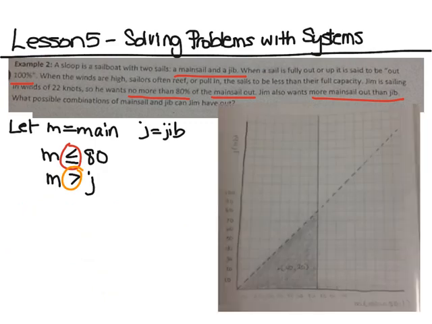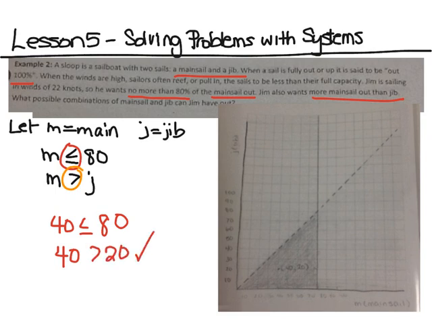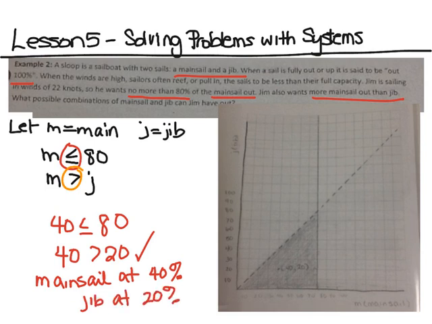So we want to choose a point that would work. So I chose the point 40, 20. So 40 is less than or equal to 80, that's correct, and 40 is greater than 20, that's correct. So you could have the mainsail at 40% and the jib at 20%. And any other solution in the shaded region would work as well.